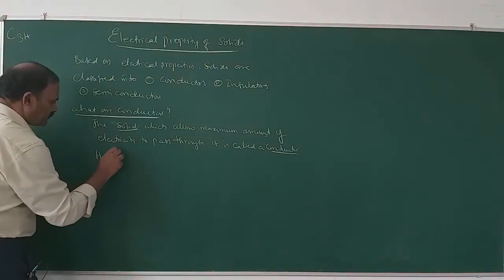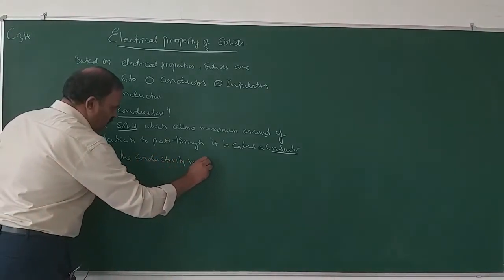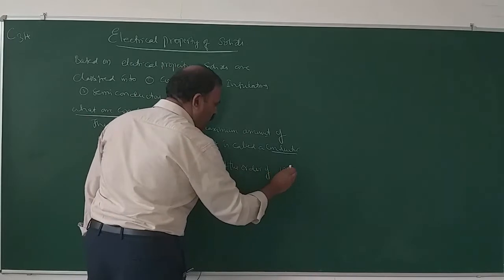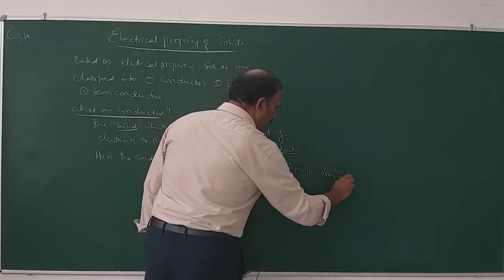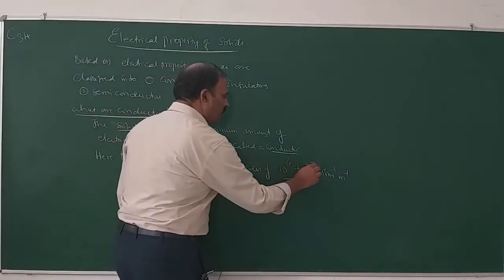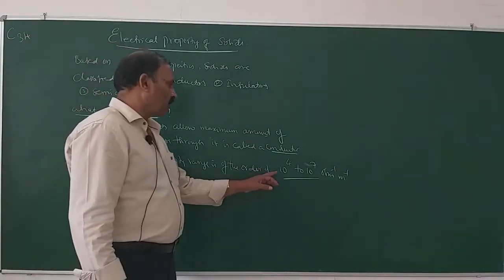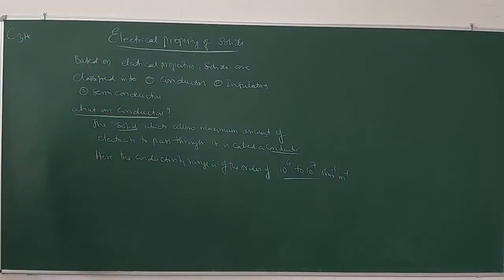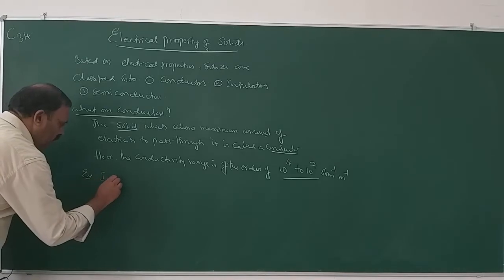Here the conductivity range is of the order of 10 to the power of 4 to 10 to the power of 7 ohm minus 1 meter minus 1. Next, examples for conductors: metals.